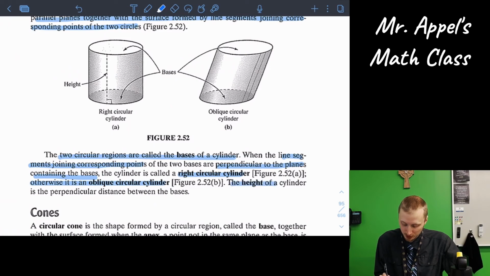And as before, the height of the cylinder is the perpendicular distance. So if it's a right cylinder, the height is already perpendicular. If it's oblique, the height is perpendicular, but the connecting line segments are not.